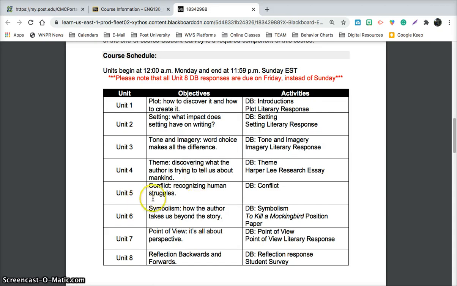For Unit 5, conflict, is recognizing human struggles and how struggles play a role in stories. In Unit 6, we speak of symbolism, which is how the author takes us beyond the story. Unit 7 is point of view, which is all about perspective. Unit 8, our final unit, is on reflecting on the course overall. And for that, you will be doing the student survey as well.